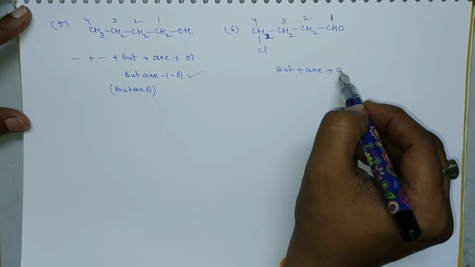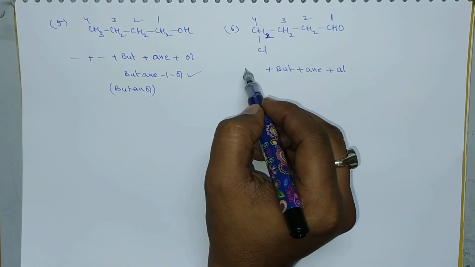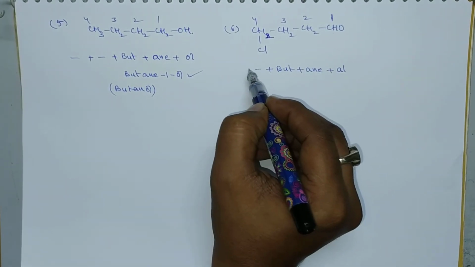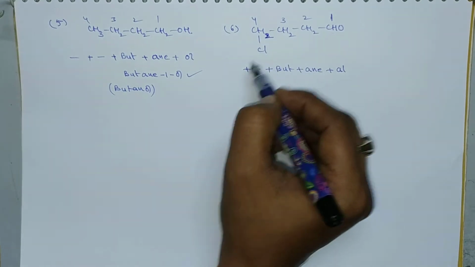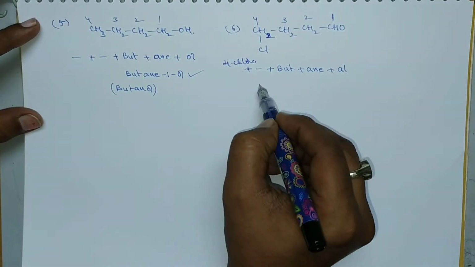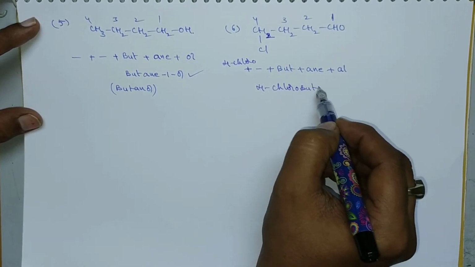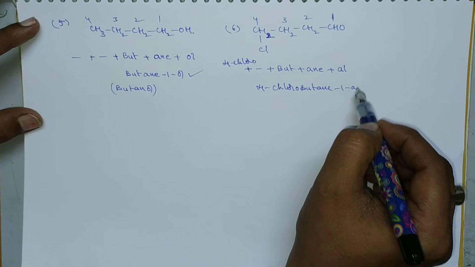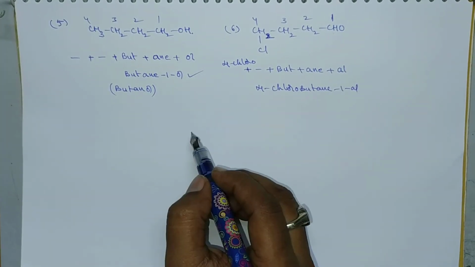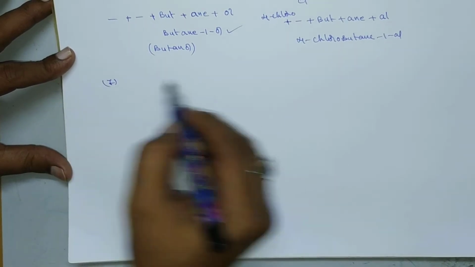So this is aldehyde; we have to write al here. Before that we have to fix the substitution. Here it is not cyclic, so we go for substitution. Here chloro is there, so 4-chloro. So the total name is 4-chloro butane 1-ol. Okay, and next another example.